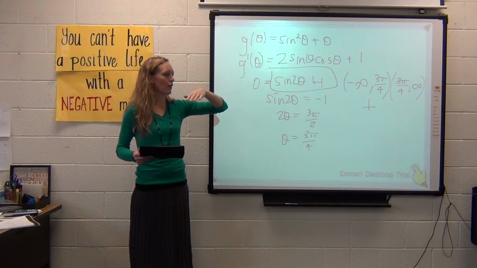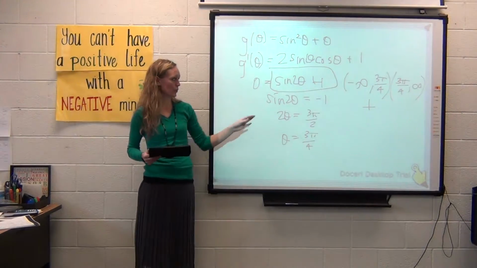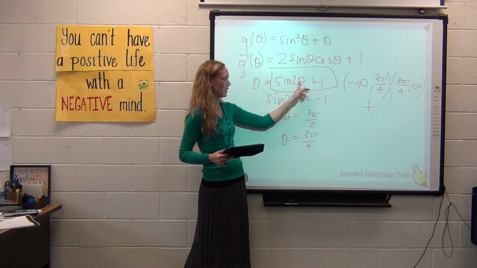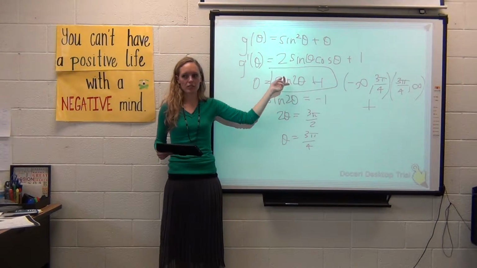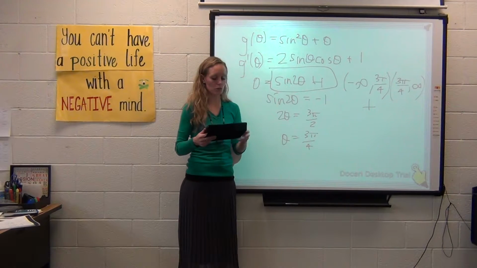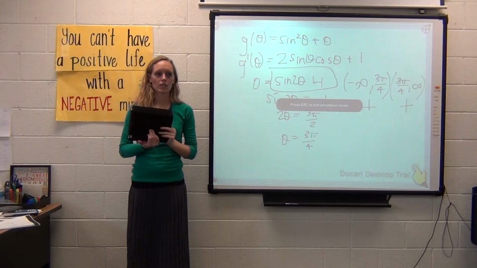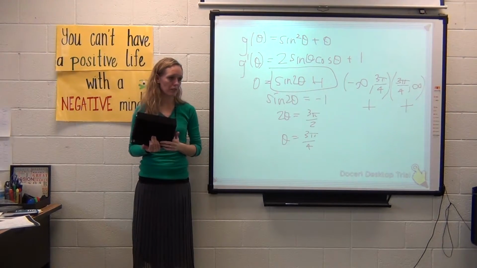Then from 3 pi over 4 to pi, pi is an easy one because when you plug in pi here, you're evaluating sine of 2 pi. What is sine of 2 pi? 0. Sine of 2 pi is 0, plus 1 is positive. So it's positive on both sides, so there's no local max or min here.